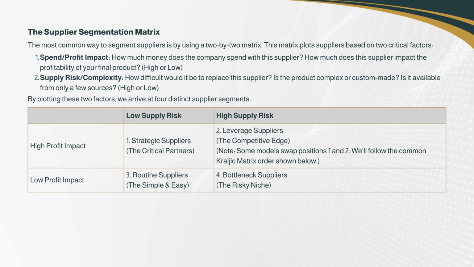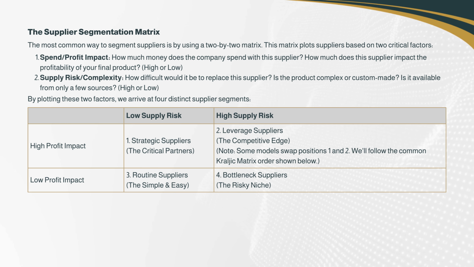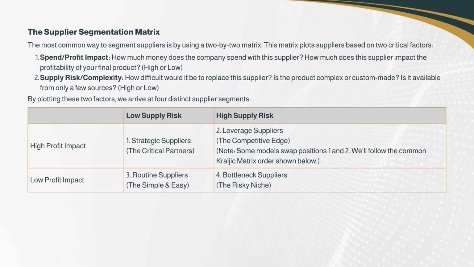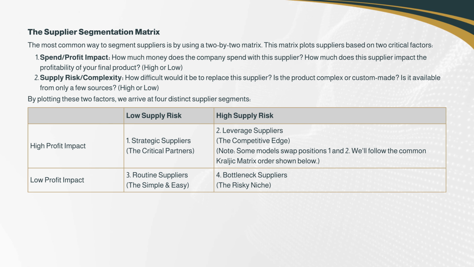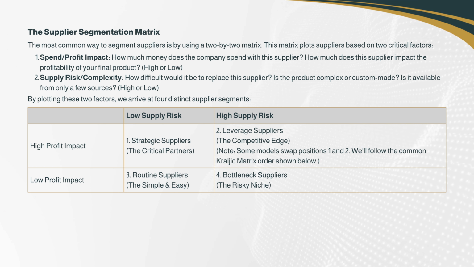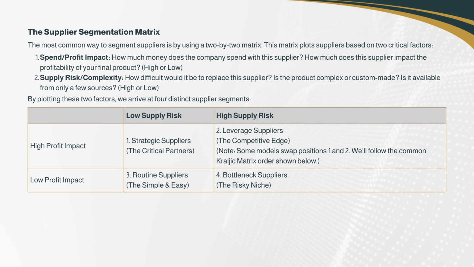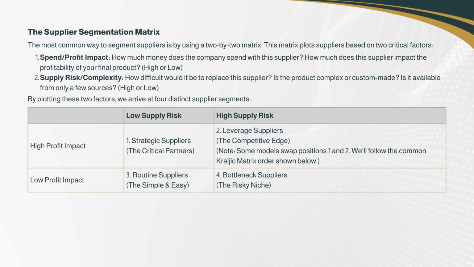Low supply risk, high profit impact: strategic suppliers, the critical partners. High supply risk: leverage suppliers, the competitive edge. Note: some models swap positions 1 and 2. We'll follow the common Kraljic matrix order shown below. Low supply risk, low profit impact: routine suppliers, the simple and easy. High supply risk: bottleneck suppliers, the risky niche.